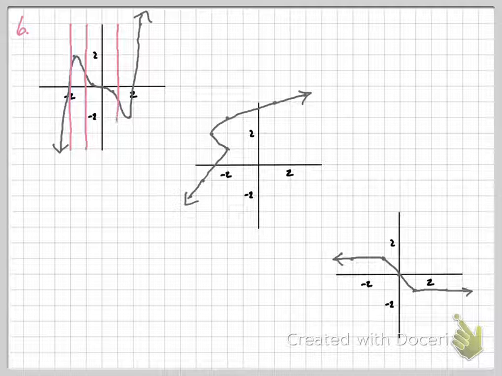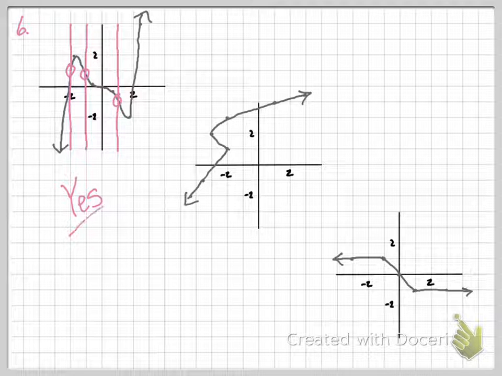Okay, so on number 6, I drew 3 lines. We can see that each line crosses the graph only one time. Okay, therefore, yes, this is a function.